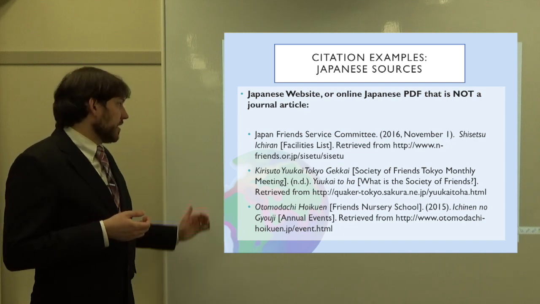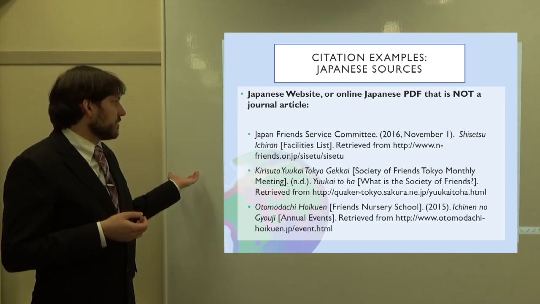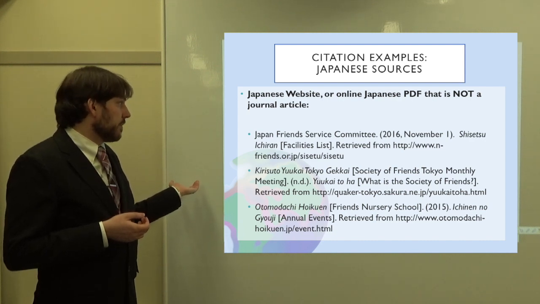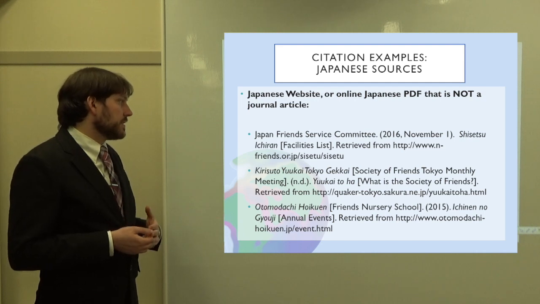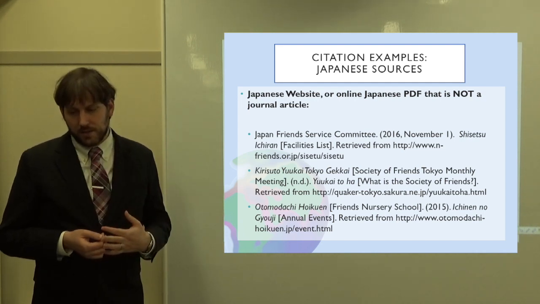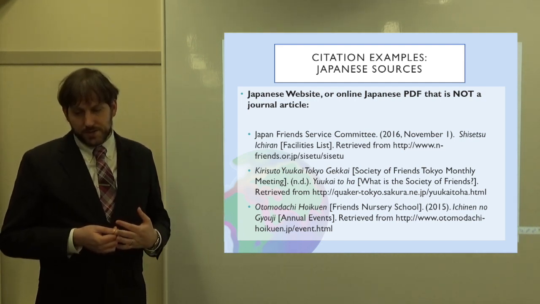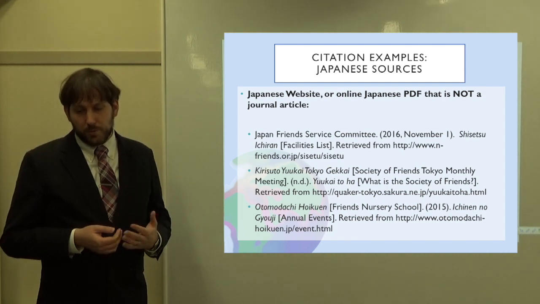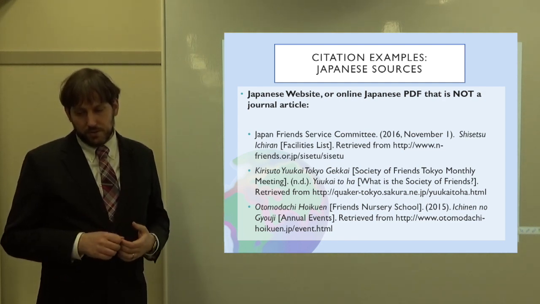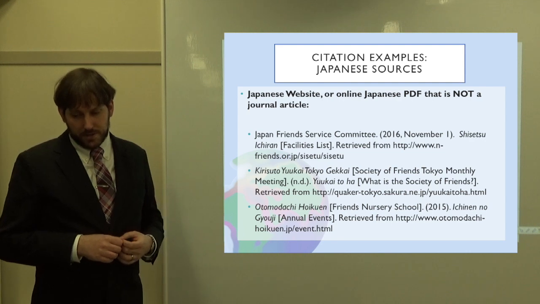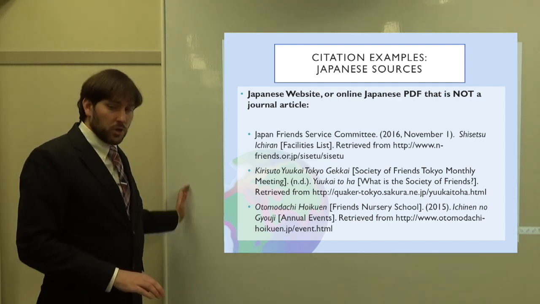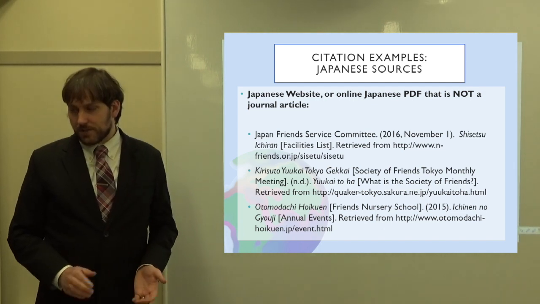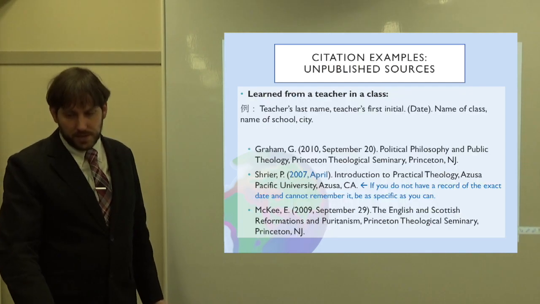Examples from Japanese websites: the Japanese Friends Service Committee, 2016, Shisetsu Ichiran, facilities list, retrieved from, with the URL. Kristo Yukai Tokyo Gekkai, Society of Friends, Tokyo Monthly Meeting, no date. Yukai to wa, what is the Society of Friends? Otomodachi Hoikuen, Friends Nursery School, Ichinen no Gyoji, annual events. So this is the basic style. We'll go over this in more detail in classes, but this is how we do this.